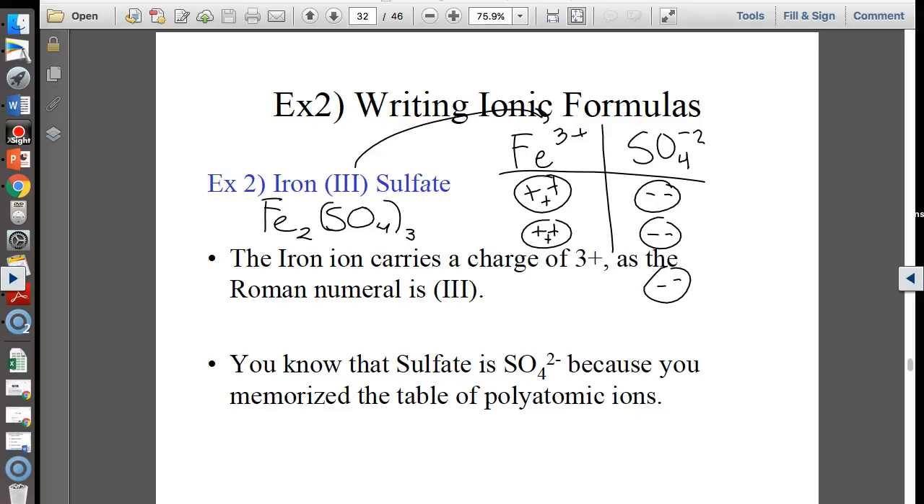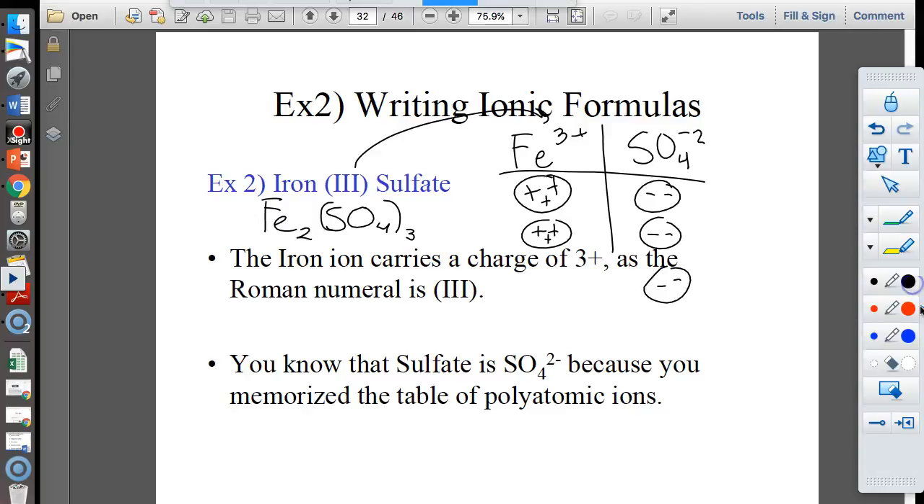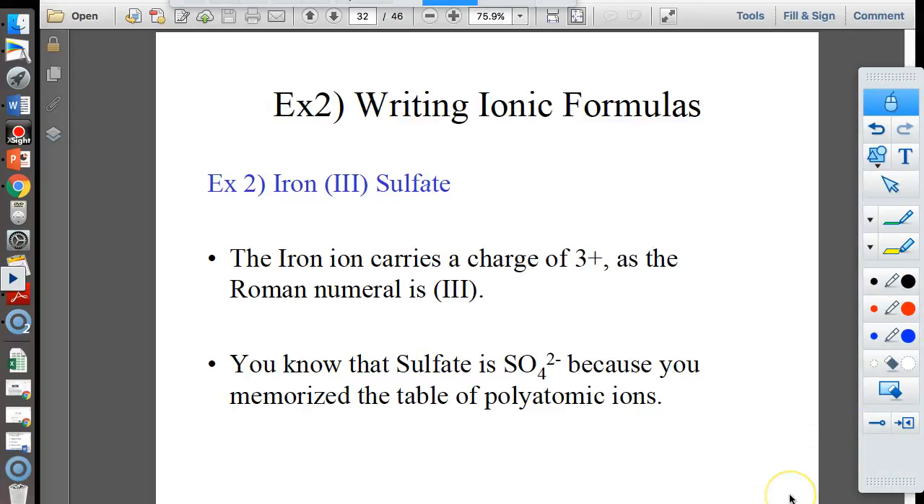Any questions? Okay, notice again that the Roman numeral is not the number of iron. It's not. That doesn't work. That's not right.